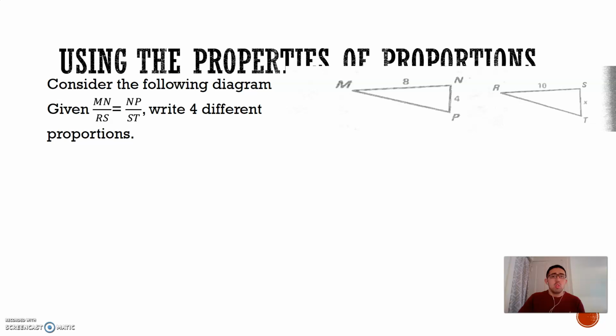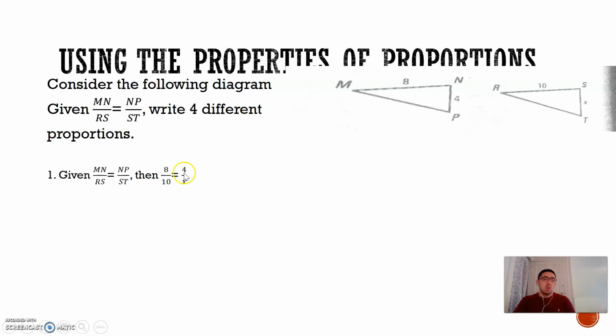All right. Using the properties of proportions, consider the following diagram. MN over RS is equal to NP over ST. Write 4 different proportions. Well, the first one is just the one that they give: this over that is equal to this over that. That's the most basic one. This is the one that you should be able to figure out pretty easily because it's given to you.